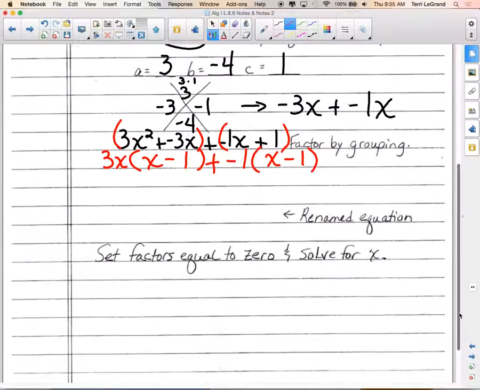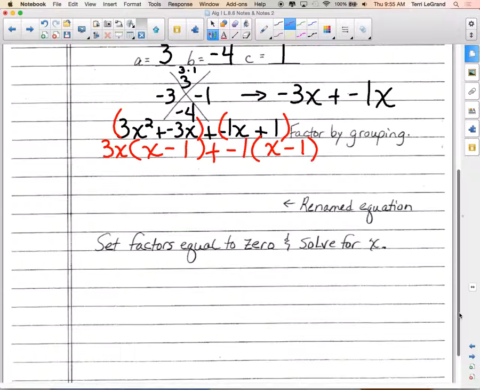Okay. That means we have the factor they have in common, x minus 1. Now we get rid of the addition sign between because we're bringing the factors together. What's our other factor? 3x plus a negative 1, which is 3x minus 1, right? Everybody keeping up? This was what we learned a while ago. Renamed equation, 0 equals x minus 1 times 3x minus 1.